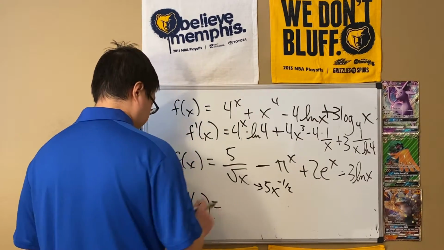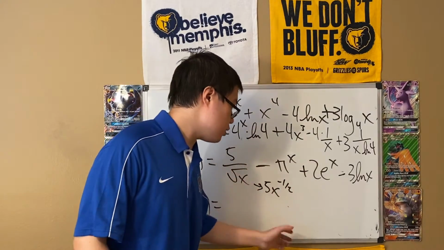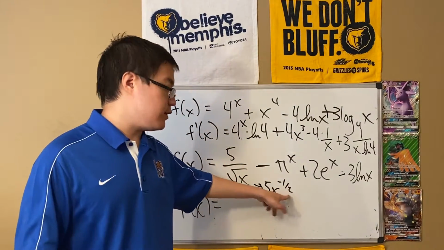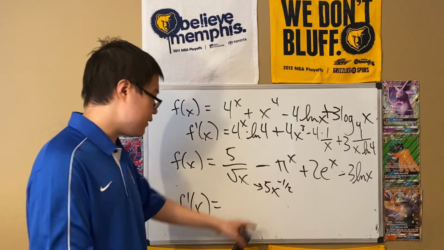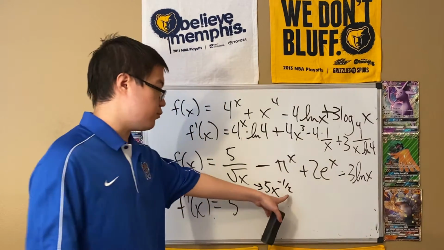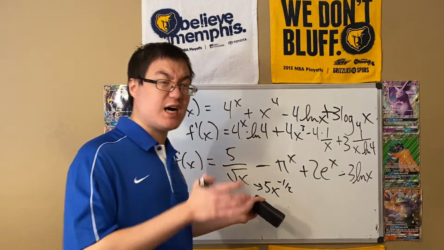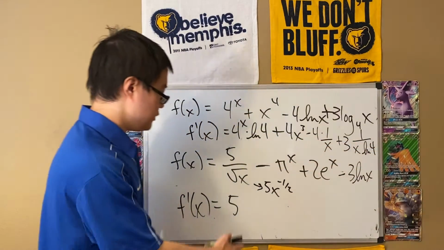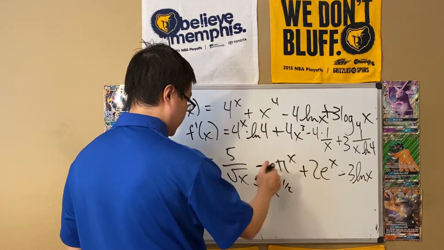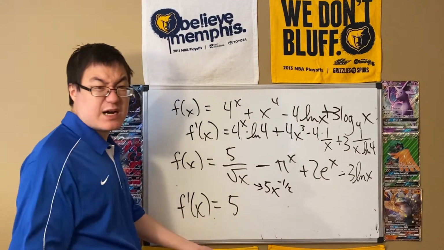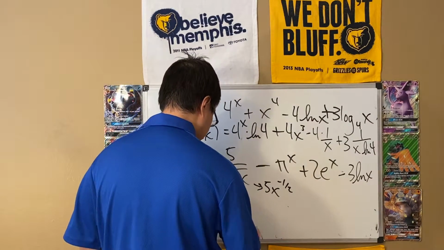We are almost done. I know this is sad that we are almost done, but let's just finish strong. What's the derivative of 5x to the negative 1/2? Well, you just write the 5, and then you just drop the power to the front one last time, and then we're going to subtract 1. So it looks like we're going to drag the negative 1/2 to the front. 5 times negative 1/2 is negative 5/2.